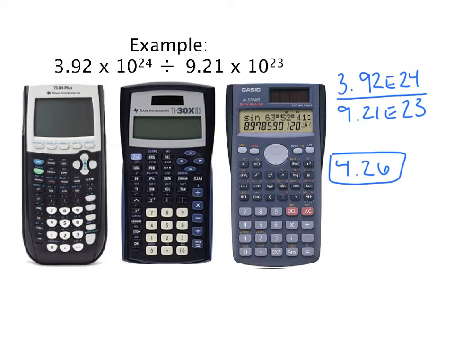If your calculator is not giving you the correct answer, maybe it's giving you the correct number here, but it's giving you a power of 10, you'll want to employ the parentheses buttons. So for example, I could press parentheses 3.92 EXP 24, close the parentheses, hit the divided button, open a new parentheses for the bottom number, type it in 9.21 EXP 23, and then close the parentheses. Then hit equals, and you should get the right answer.